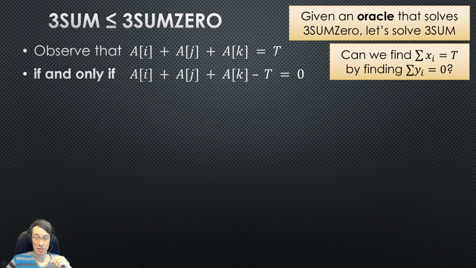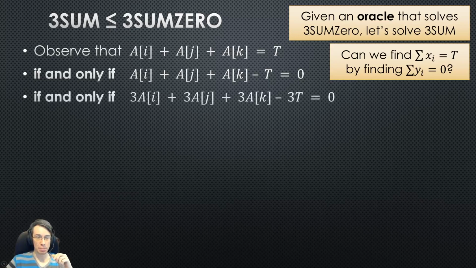There are three elements that sum to t if and only if these three elements minus t are altogether equal to 0, right? This is just algebra. And we can do something sort of funny here. We can multiply both sides of this equation by 3, okay? And you'll see in a moment why I do this, perhaps, although this step certainly looks like magic.